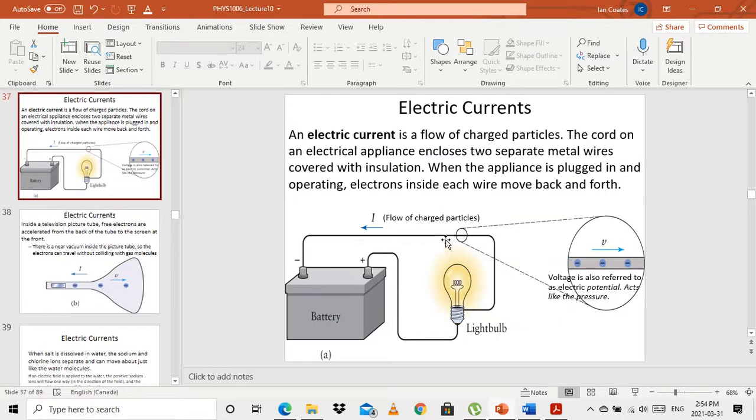Electric currents. This is a flow of charged particles. The cord on an electric appliance encloses two separate metal wires covered with insulation. Okay, there are two wires inside. If you take a plug off, do it carefully, but you'll see there are two wires inside, covered with insulation. When the appliance is plugged in and operating, electrons inside each wire are moving back and forth.